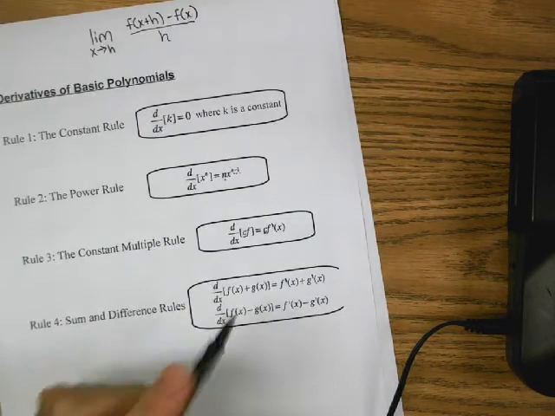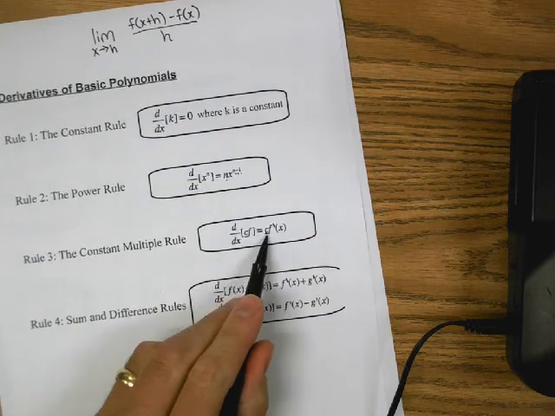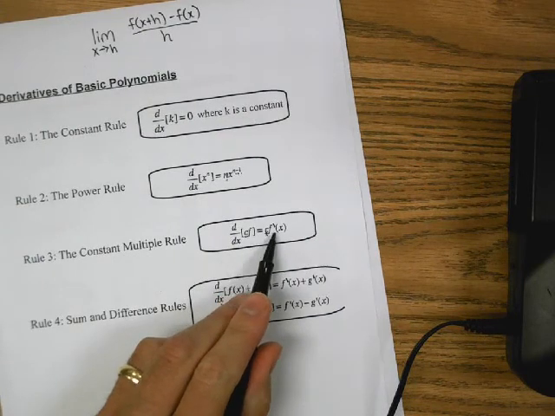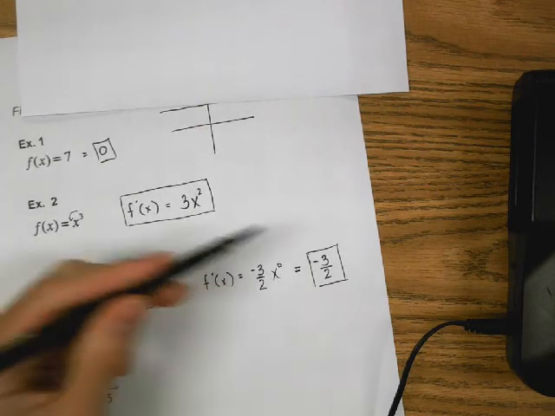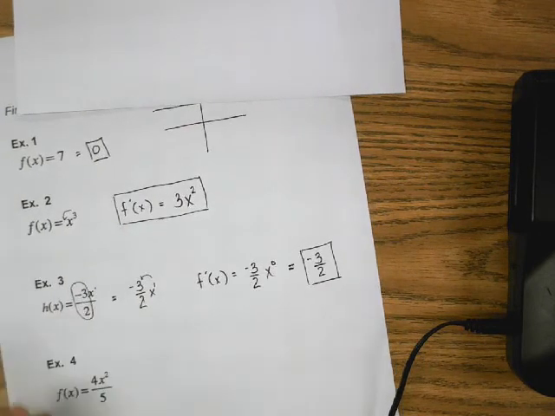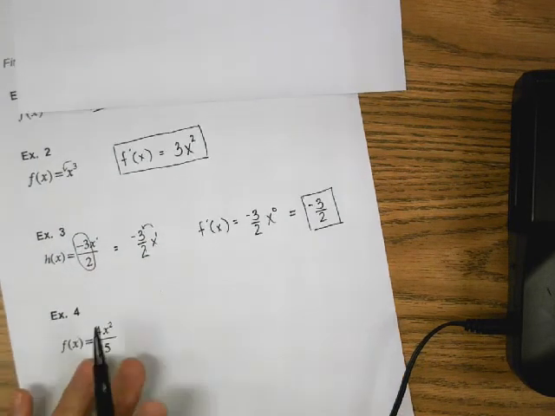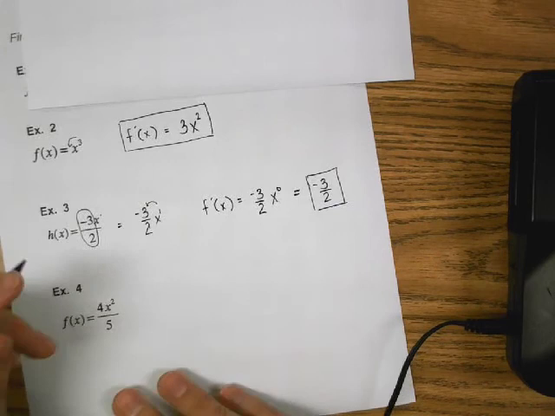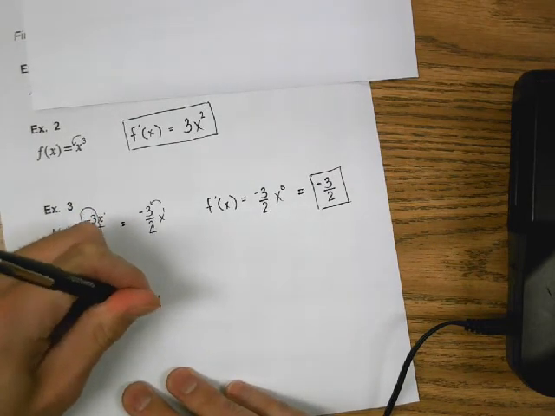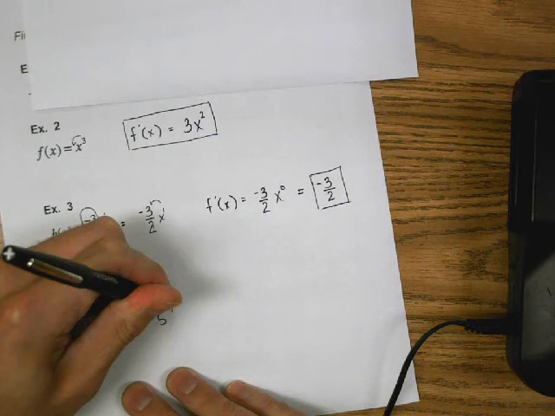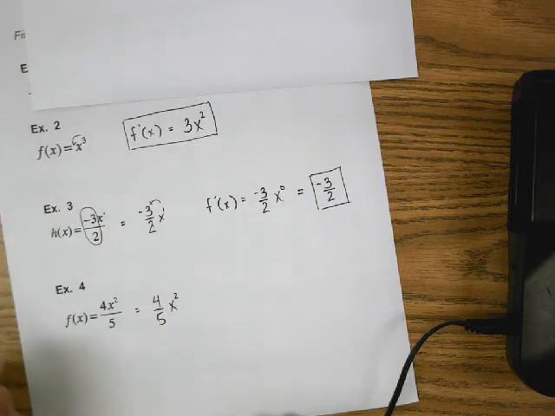Okay, again, use the constant multiple rule. Here's my constant, okay, kept my c, and I took the derivative of x. Okay, when I take the derivative of x, it just becomes 1, so it's negative 3 over 2. Okay, let's try another one similar to that. Again, if it helps, you could rewrite it so it looks like this.